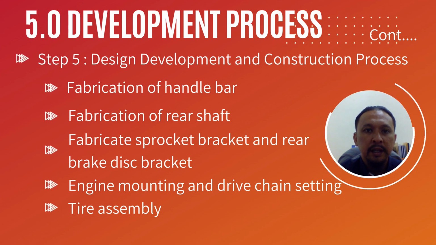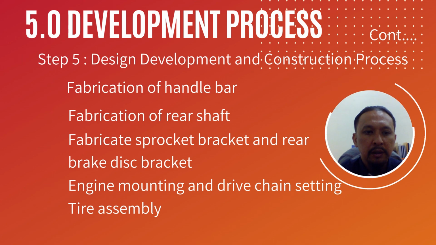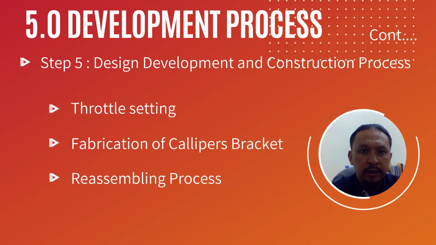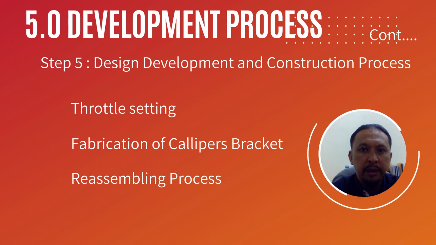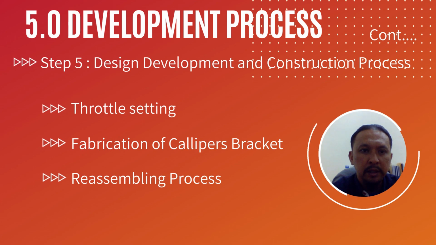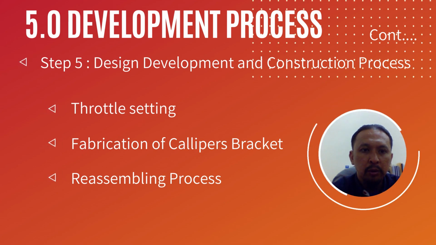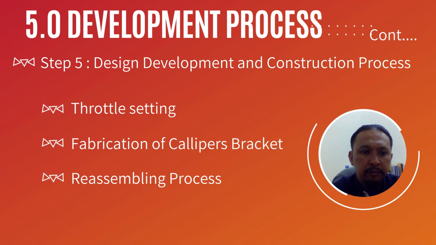Ninth process, tire assembly. Tenth process, throttle setting. Eleventh process, fabrication of caliper bracket. And last process is the reassembling process. With this twelfth process implemented, the drift trike was finally created as planned.